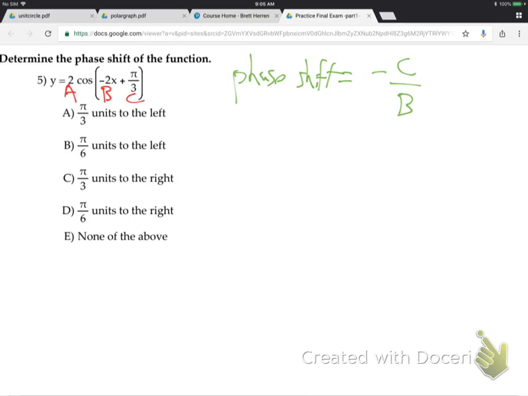The B is actually just the negative 2. It's not the X. There's a D. Yeah, and if there's like a number out here, like 7 or something, that'd be D. Yeah, that's true. Good memory. Okay, minus, so minus C over B. C is pi over 3.